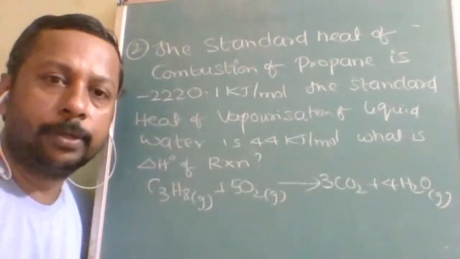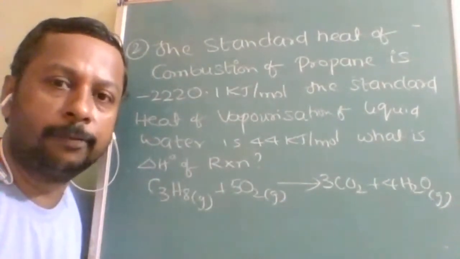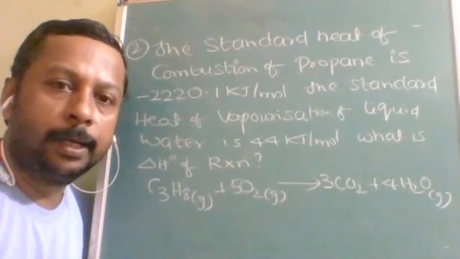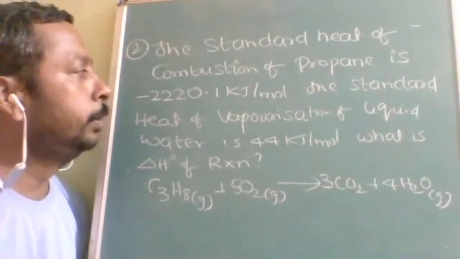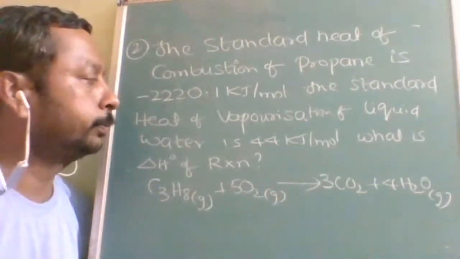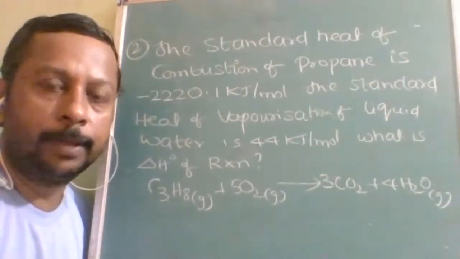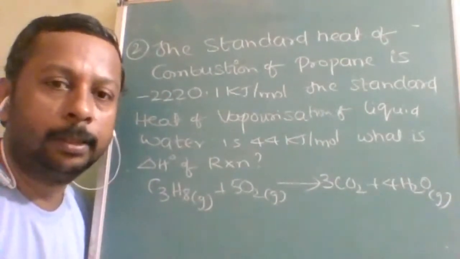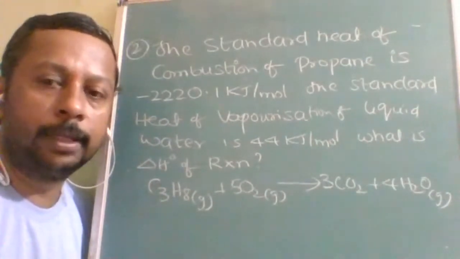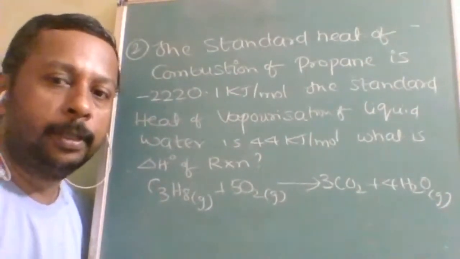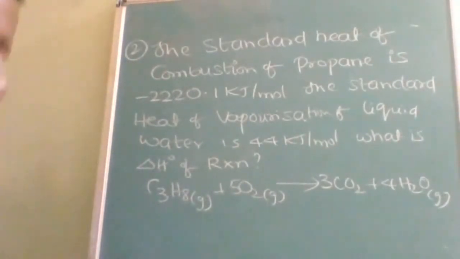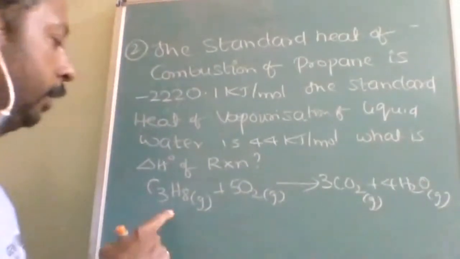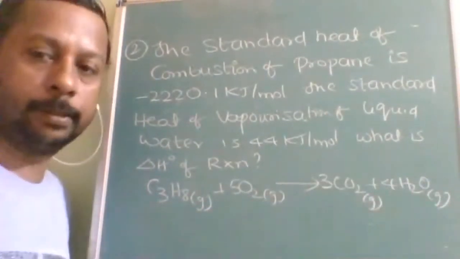Okay, here is the next question. Standard heat of combustion of propane is minus 2220.1 kilojoule per mole, and standard heat of vaporization of liquid water is 44 kilojoules. What is the delta H of the reaction? Here physical states are important. I have mentioned everything except that CO2 is also in the gaseous state. This is gas, gas and gas and gas.